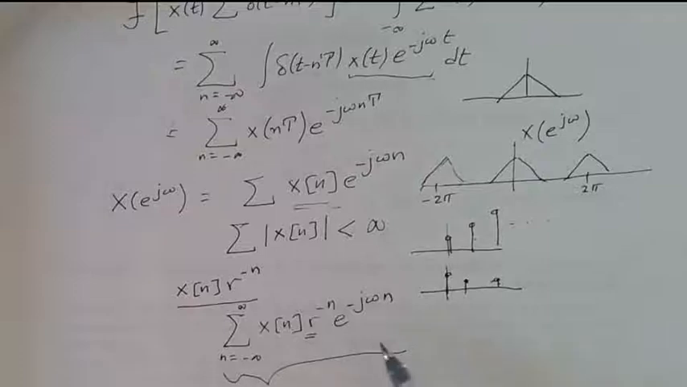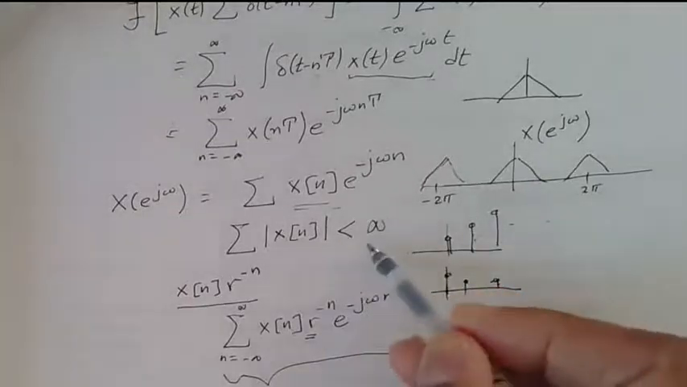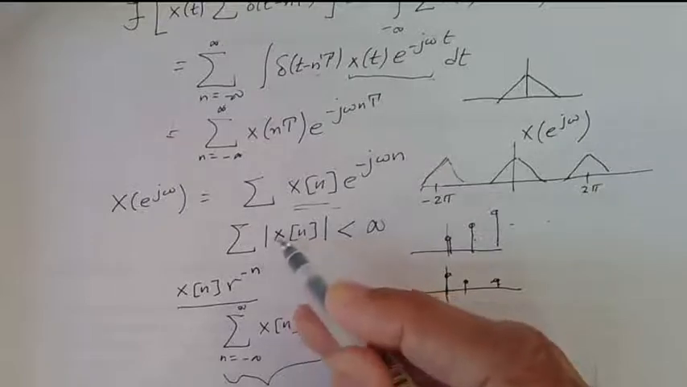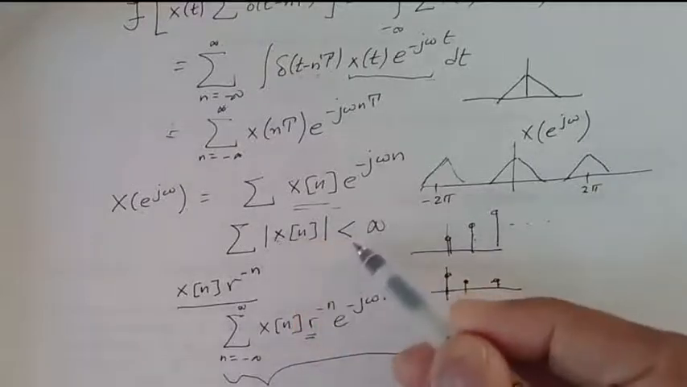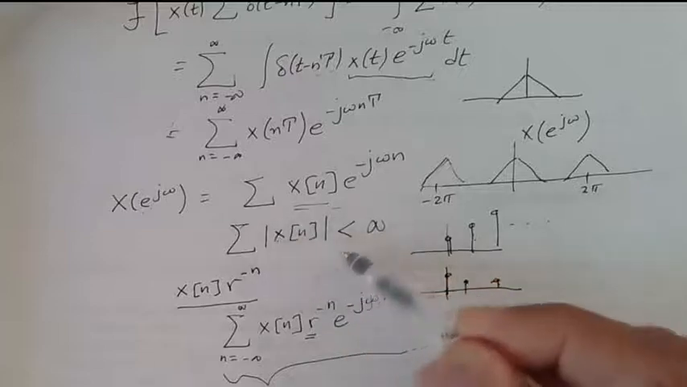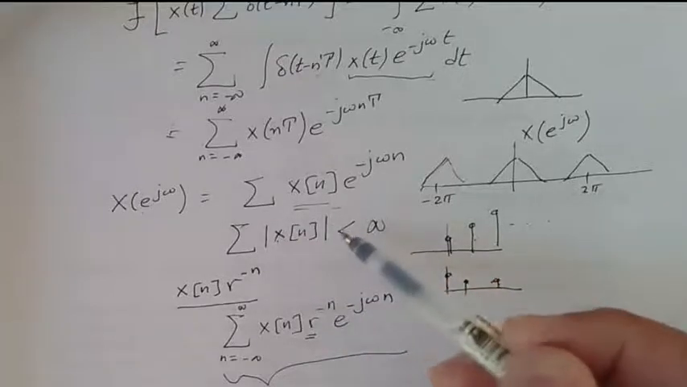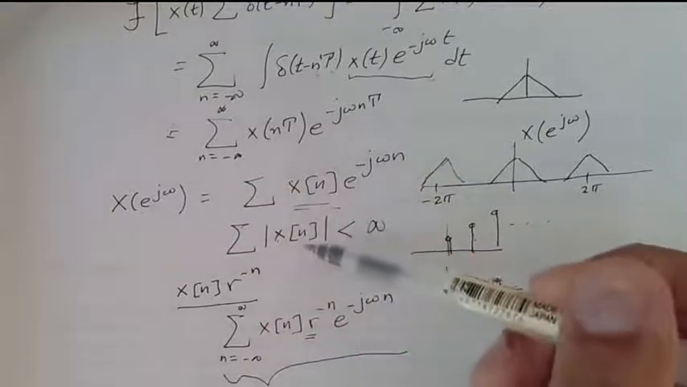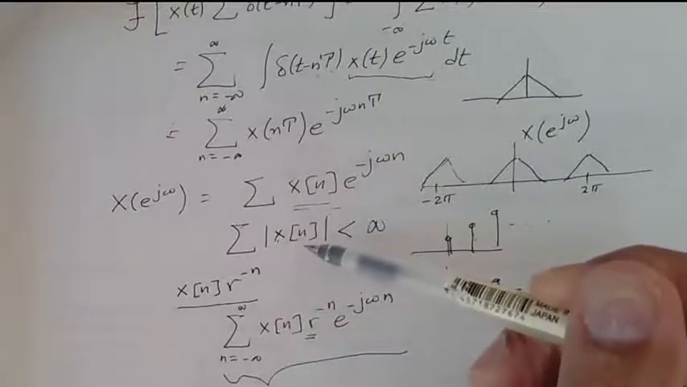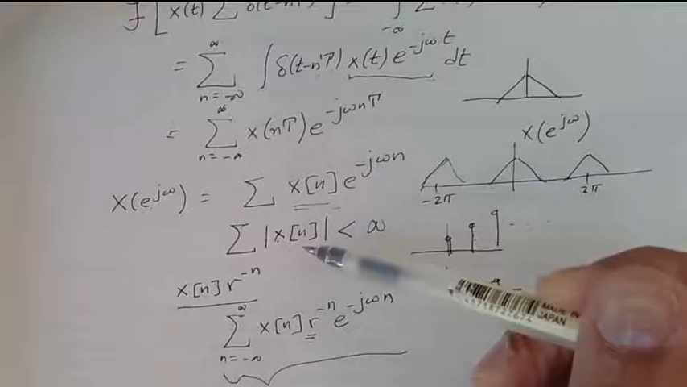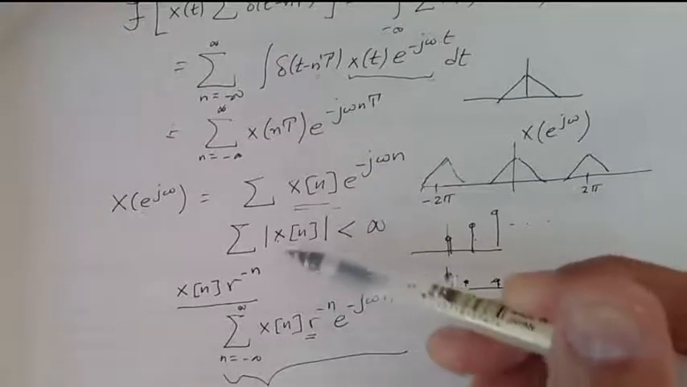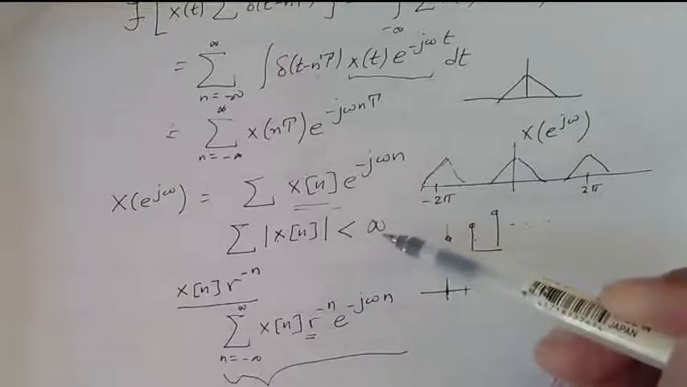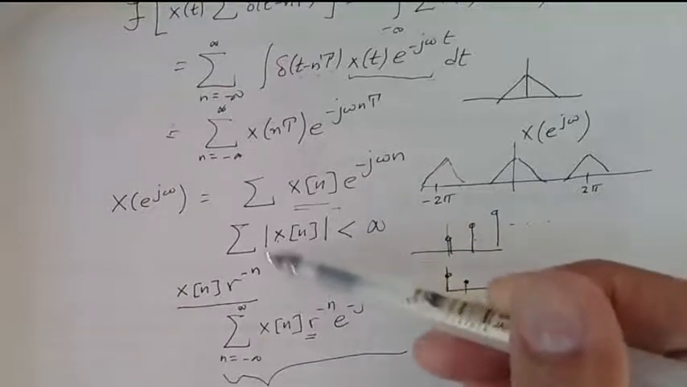Why do we want to do that? Well, remember that this condition here is if x was the impulse response of a system, then this condition here means that the system is stable. So basically what we have is we can find the discrete time Fourier transform anytime the impulse response of our system is, or our system is stable, so that the impulse response satisfies this condition, right? What if our system is not stable?